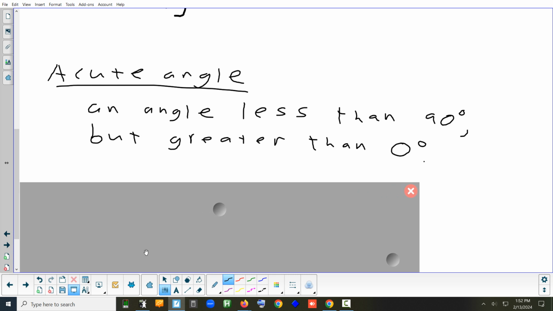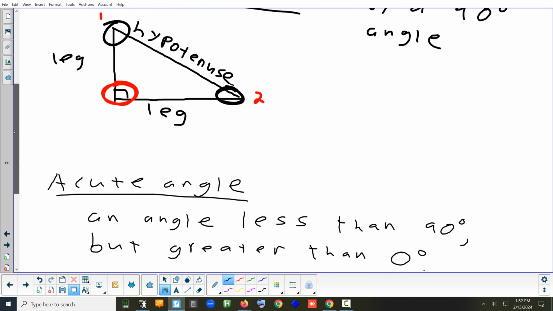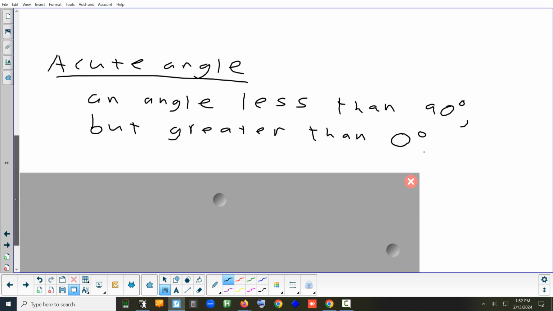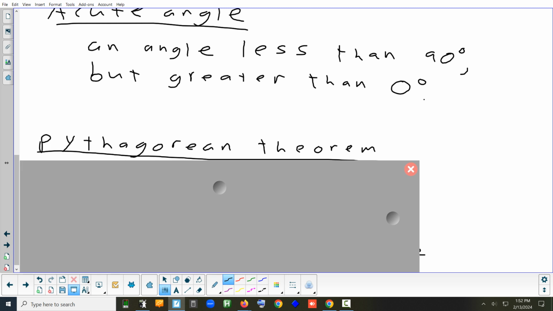Now, one of the things we're going to have to figure out is how long each side is in the triangle. As long as you know two of them, you can find the third one. Any two: a leg and a hypotenuse, or both legs. Does anybody know the name of the formula you can use to find the length of the sides of the triangle? The Pythagorean theorem. And what's the formula for that? A squared plus b squared equals c squared.